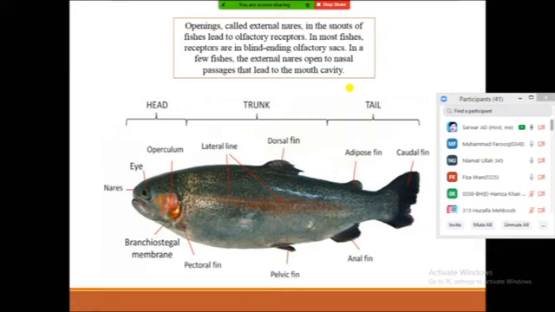In most fishes, receptors are in a blind-ending olfactory sac. These are the olfactory sacs which contain the real receptors. In a few fishes, the external nares open to nasal passages that lead to the mouth cavity. And further, we will discuss in detail the lateral line system. These are the lateral line system.